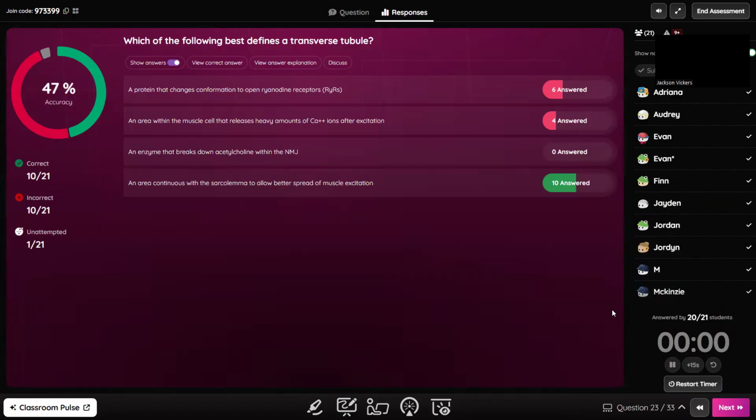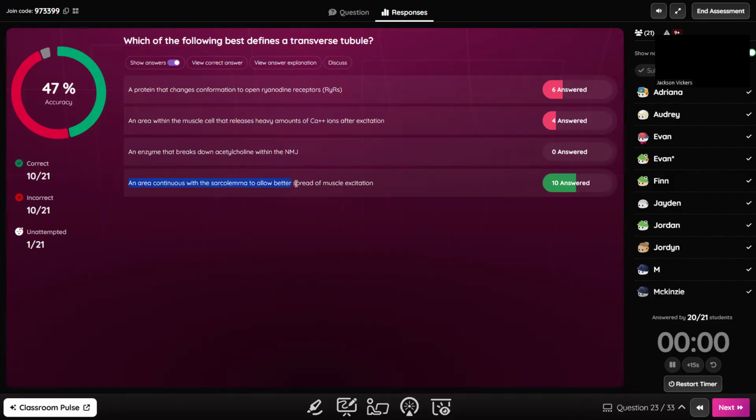It's not bad. So I'll go through one by one, because everything else that isn't the right answer is something you should know. The first one here, a protein that changes conformation to open ryanodine receptors. Does anyone know what that is? I think you said it. D. Yeah, the dihydropyridine receptors, the DHPRs. An area within the muscle cell that releases heavy amounts of calcium ions after excitation. What is that? Yep, sarcoplasmic reticulum. An enzyme that breaks down acetylcholine within the NMJ. What is that? Acetylcholine esterase.